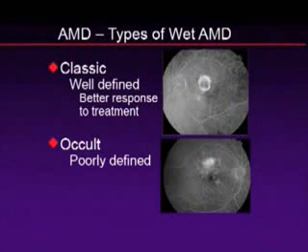We can also classify wet as a couple different types. There is classic, minimally classic, or occult lesions. And classic essentially means that it is a well-defined lesion in the sense that you see early hyperfluorescence of the lesion, whereas occult, you're really not sure entirely where the borders of the lesion are, so you see this late hyperfluorescence, and we call those poorly defined lesions. And this also determines how we treat patients and their overall prognosis.